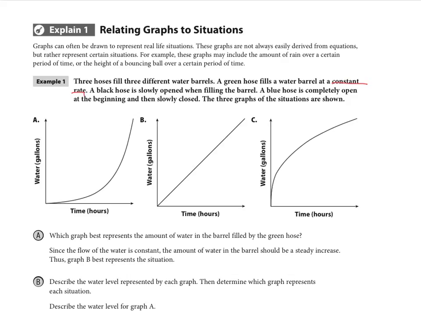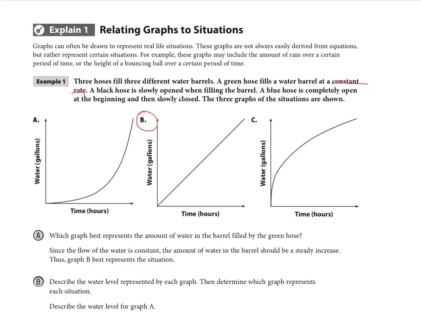It never changes. Constant means it stays the same the whole time. Which of those graphs shows water going into the barrel the same all the time? That is B. Okay? It is constant. It has a single slope, one slope. It goes in the same amount all the time.